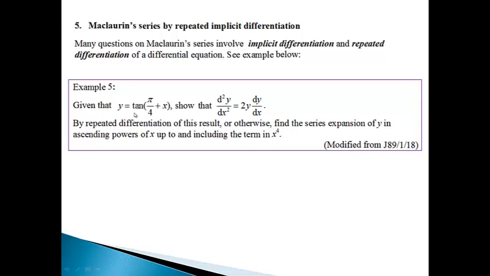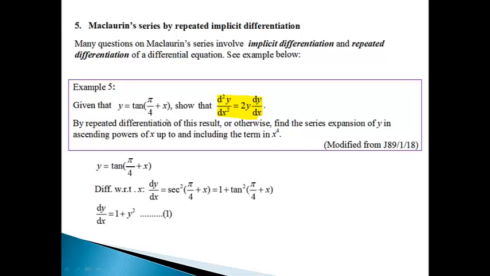Given that y is equivalent to tangent of pi over 4 plus x, we are required to show this equation involving y, dy dx, and d2y dx squared. First things first, I have to differentiate this equation with respect to x. On the left hand side, differentiating y with respect to x, I should get dy dx. On the right hand side, differentiating tangent of pi over 4 plus x, I should get secant squared of pi over 4 plus x.